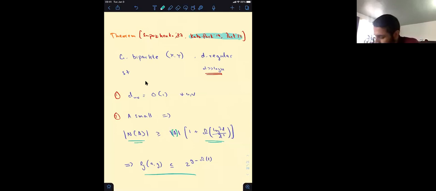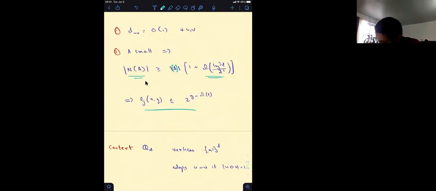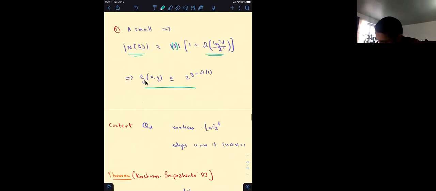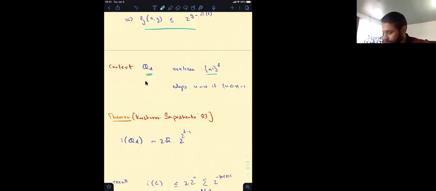Okay. And what was the motivation of Sapozhenko? The context here is that Q_d is the hypercube graph. So the vertex set is just all binary strings of size d, and the edge relation is if they differ in exactly one coordinate. So this was a theorem of Korshunov and Sapozhenko from slightly before, which basically asymptotically computes the number of independent sets of the hypercube. It's asymptotically equal to 2 times square root of e times 2 to the 2 to the d minus 1, right?